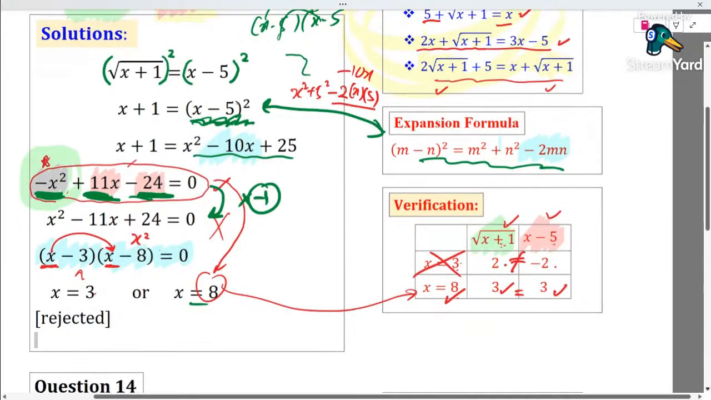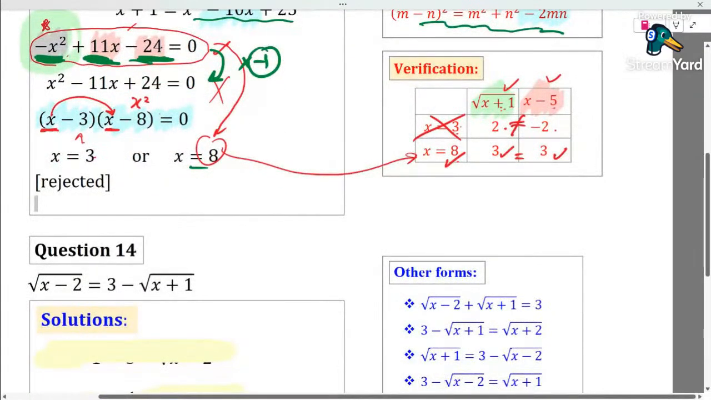Okay. Continue. Okay. Last 10 minutes before we reach 4 o'clock. Okay. So let me finish the last questions.